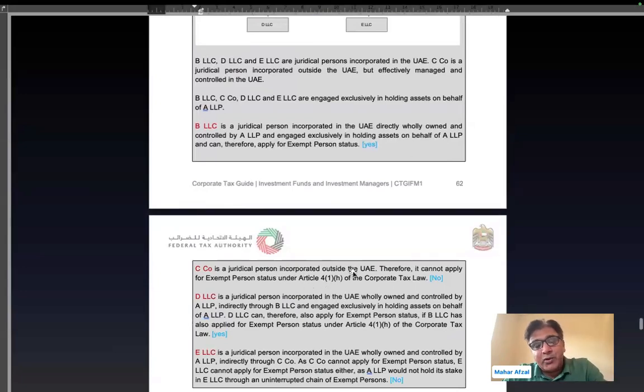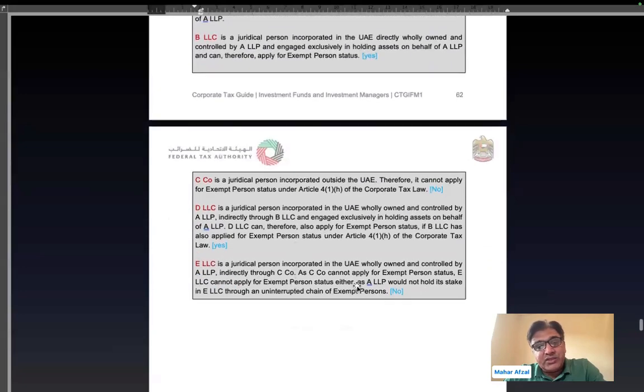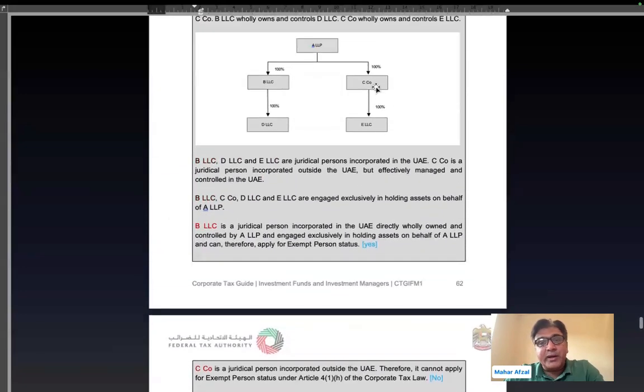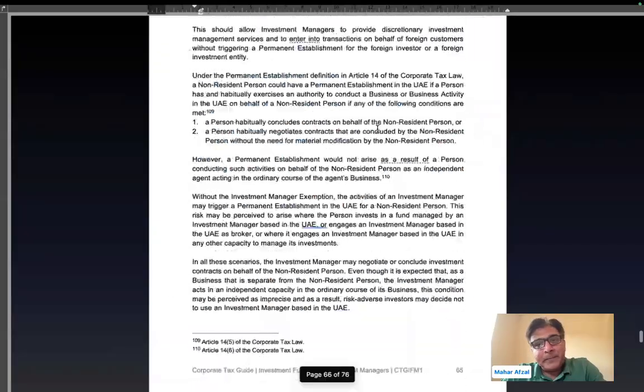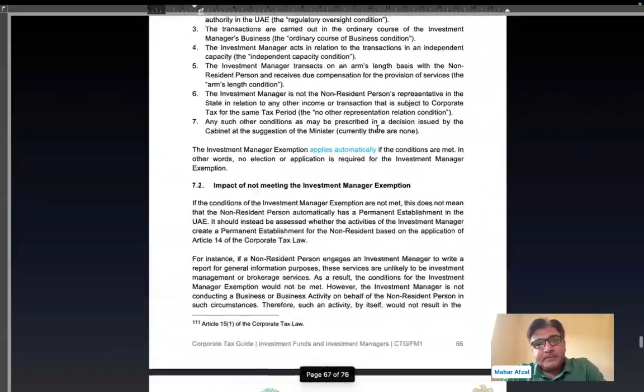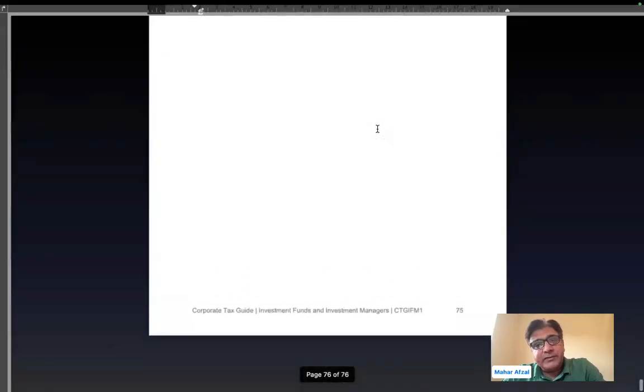C cannot be, under 4 1H, because C is incorporated outside the UAE. D, yes, within the UAE it will be exempt. E, even though it is in the UAE, is owned 100% by a company which is not incorporated in the UAE, so E will not satisfy the condition as well. I think the investment manager exemption has been left.